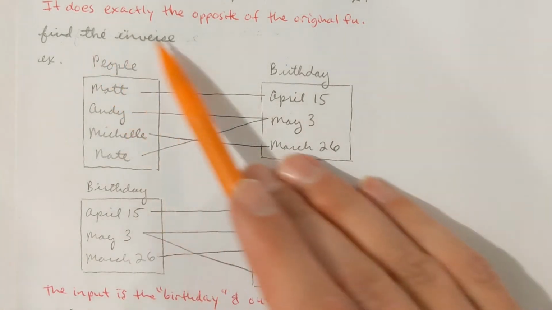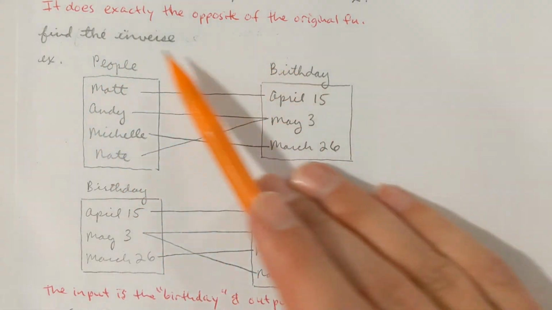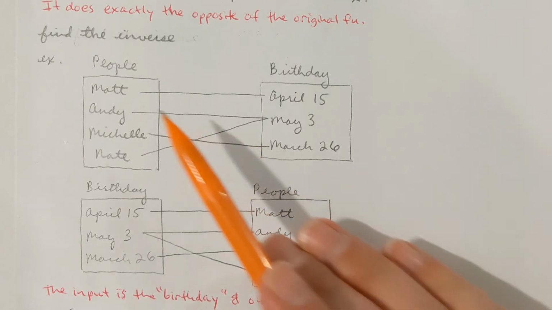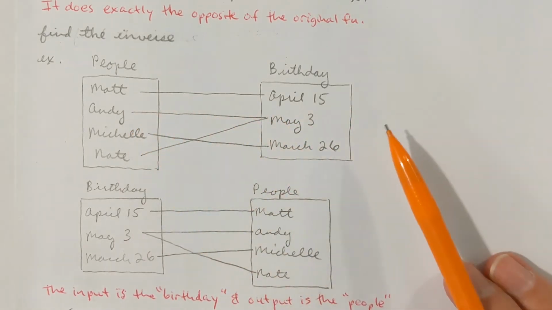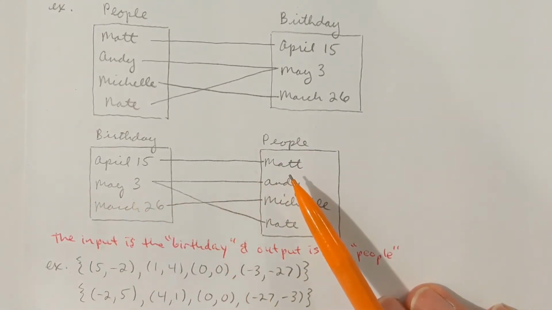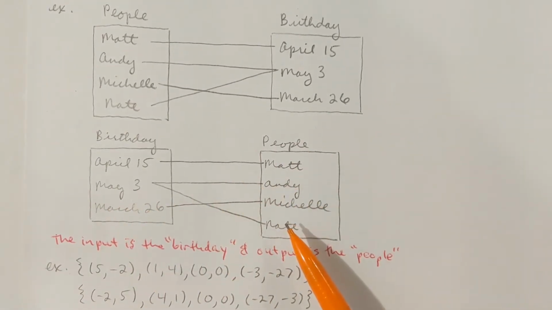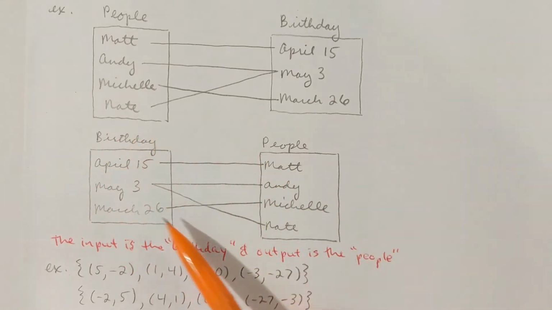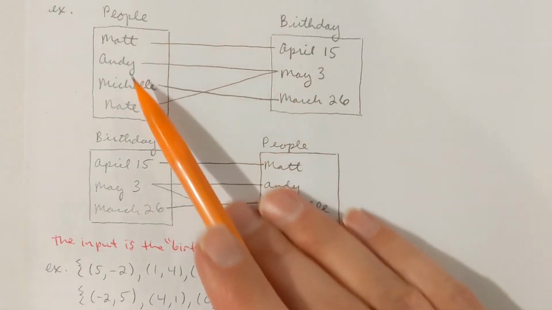Now, if I want to find the inverse of this function here, it's all about switching x and y. So all I would do is simply switch the two sides on the diagram, and so the birthdays would be my input, and the names would be the output here. Okay, and so this picture here would be my answer. That would be the inverse of the function that was given.